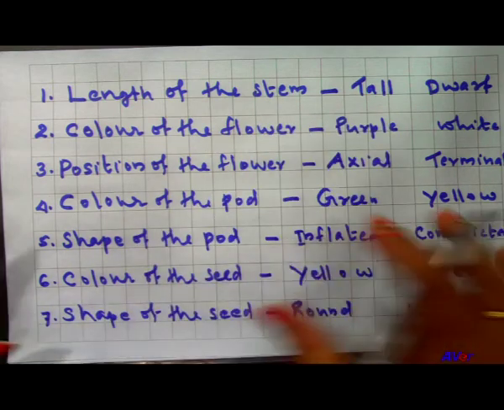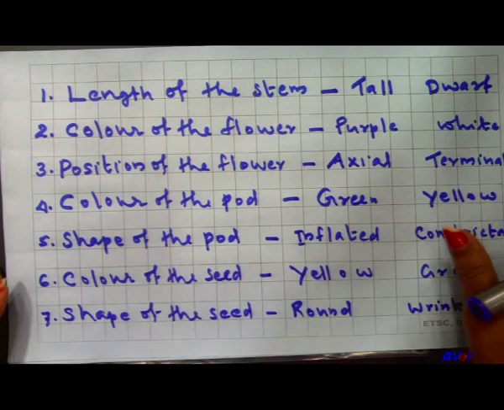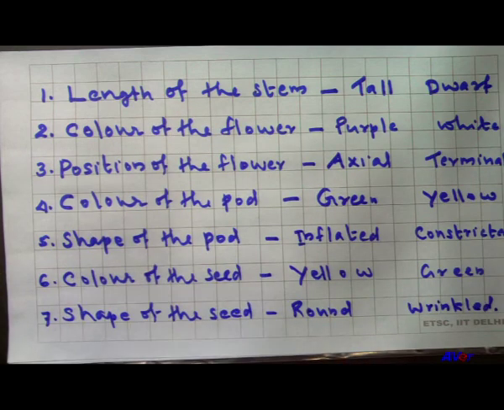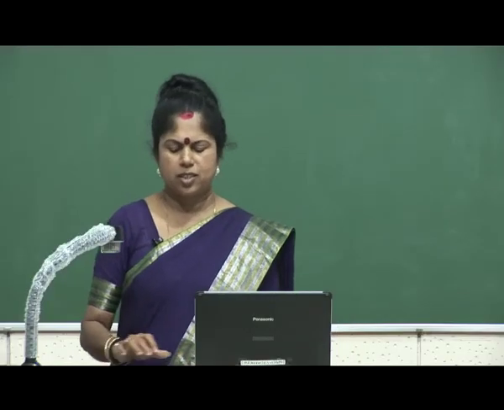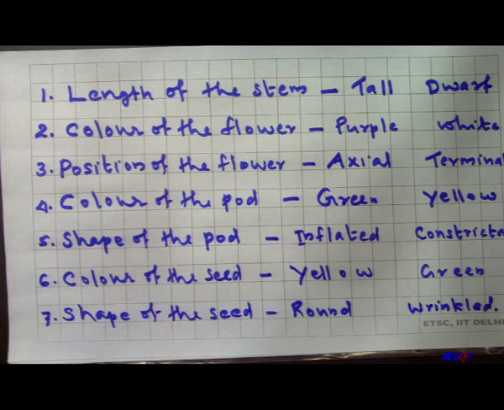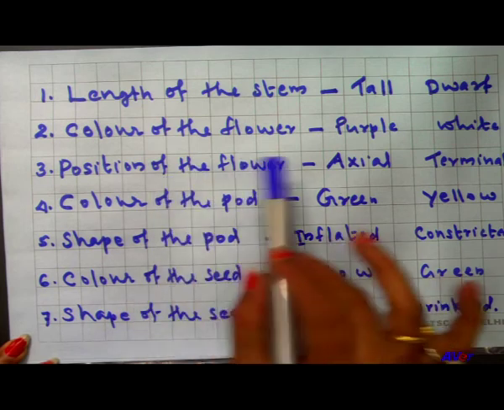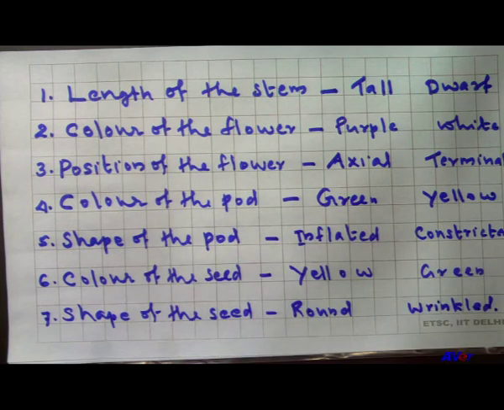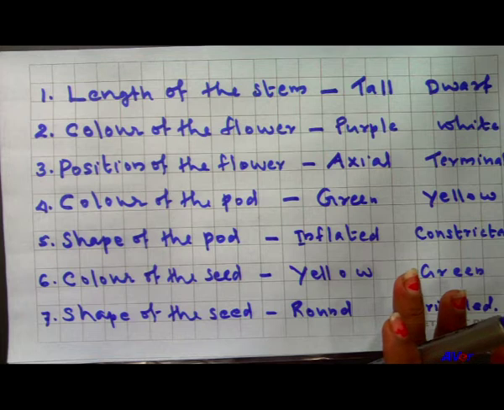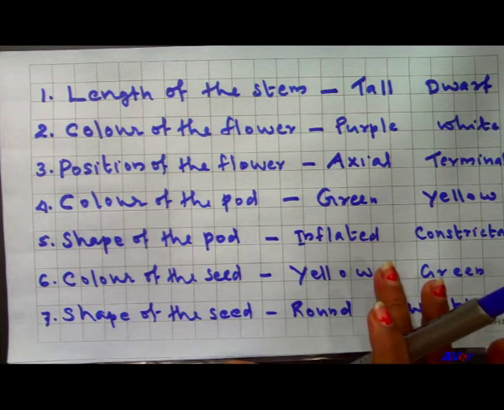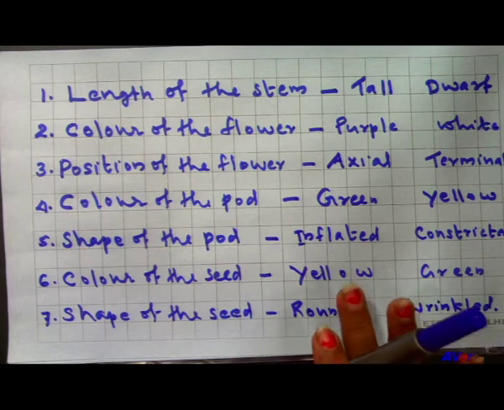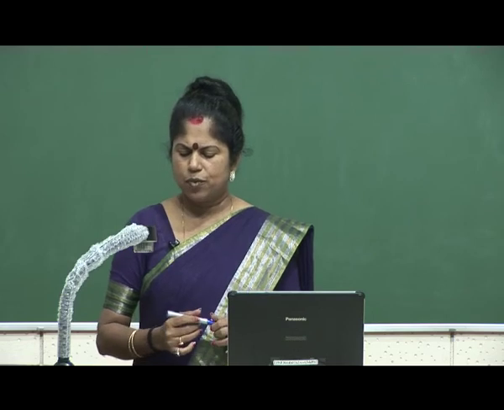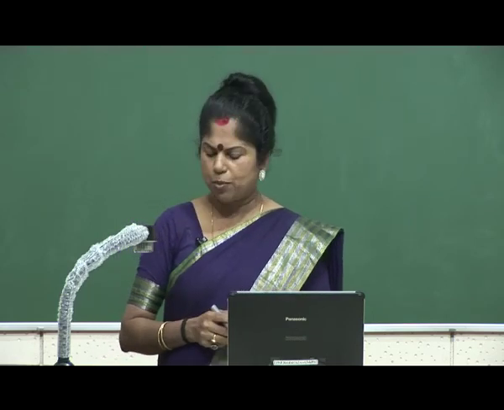So here you can see the 7 pairs of contrasting characters studied by Mendel. Mendel considered only one character at a time and studied the inheritance of a particular character fully at a time. So the different 7 pairs of contrasting characters, each and every child should learn and try to identify which one is dominant and which one is recessive. It is very, very important in this context for doing the genetics problems.